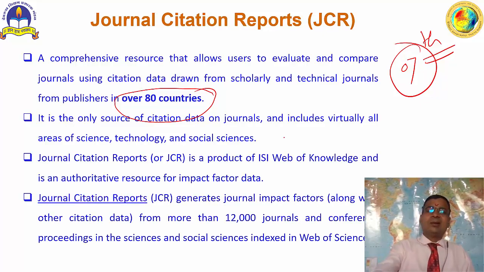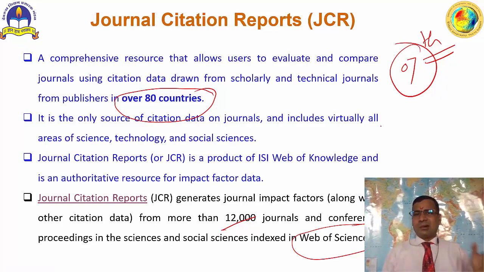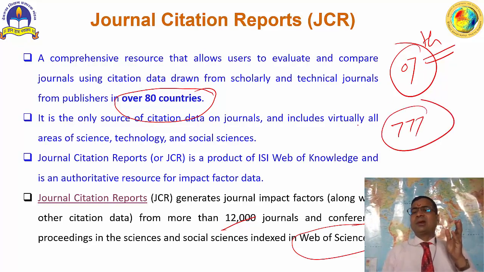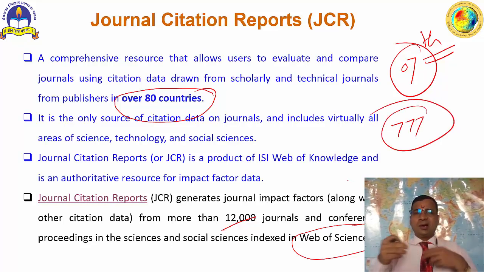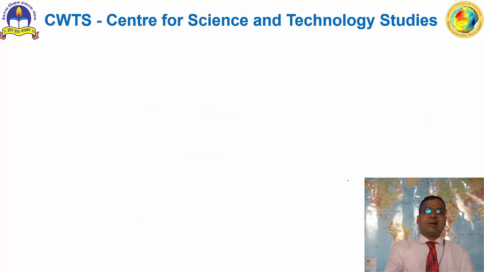There are more than 12,000 journals indexed in JCR, and all are indexed in Web of Science, that is Thomson Reuters. Generally, we are talking that in geography we are lagging behind. We don't have standard journals indexed in international databases, but I think it may be our misconception, because there are 777 journals which are directly or indirectly related to geography and geographical research.